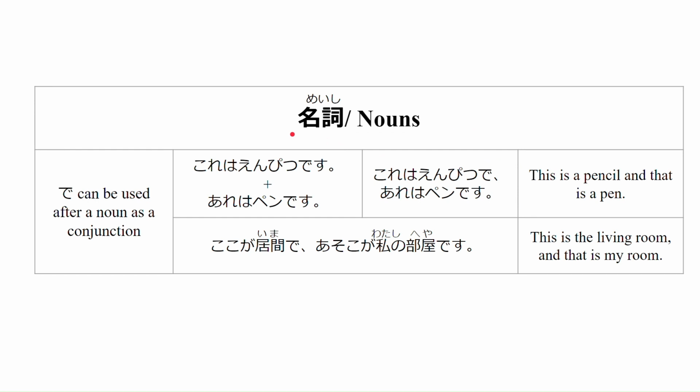Now let's start with 名詞、 or nouns. So the letter de can be used after a noun as a conjunction. An example would be これは鉛筆です。あれはペンです。 When we want to connect these two sentences together, we will remove the desu here and add de instead. Then the sentence will become これは鉛筆で、あれはペンです。 This means that this is a pencil and that is a pen. Another example would be ここが今で、あそこが私の部屋です。 This means that this is the living room and that is my room.